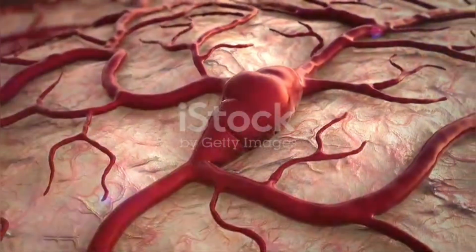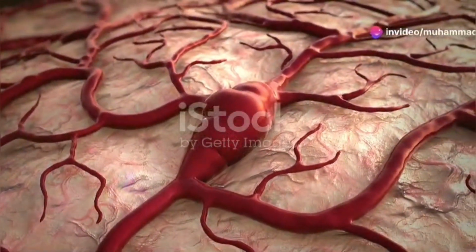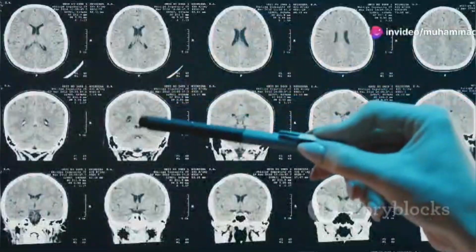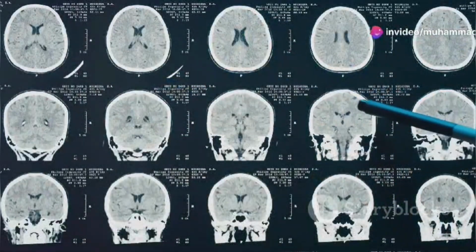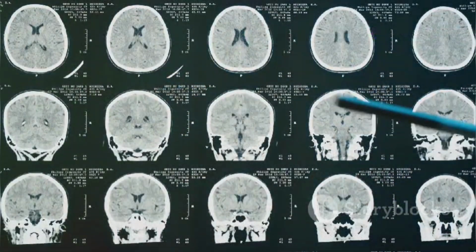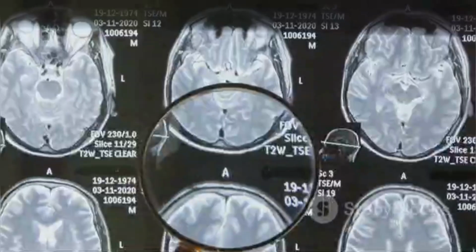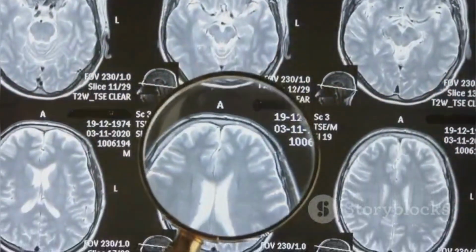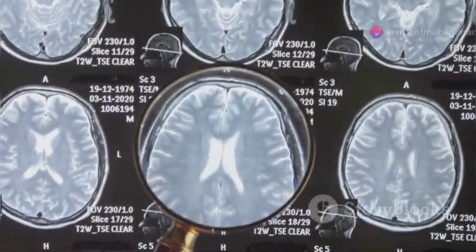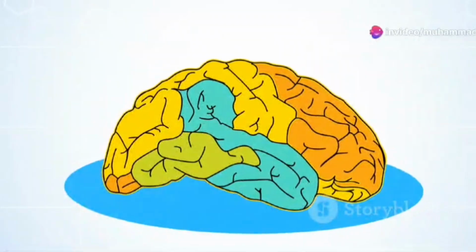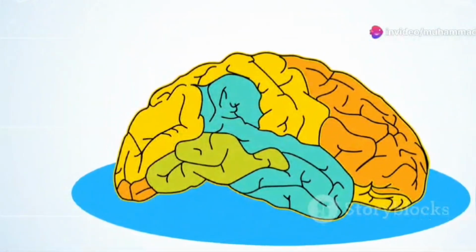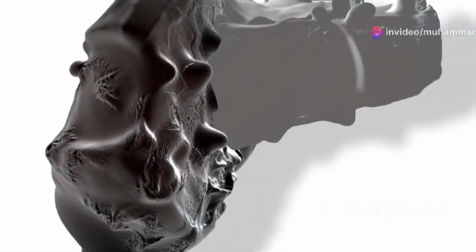Hemorrhagic stroke is less common than ischemic stroke, but often more deadly. It occurs when a blood vessel in the brain ruptures, causing bleeding within or around the brain. This bleeding compresses brain tissue, leading to damage. Hemorrhagic stroke has two main subtypes: intracerebral and subarachnoid hemorrhage.